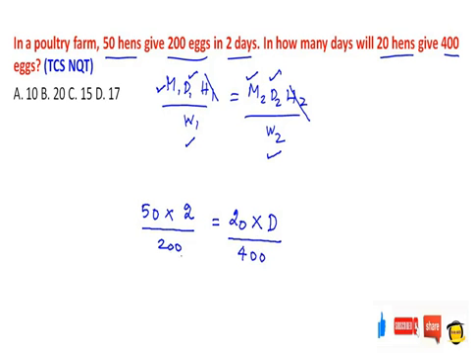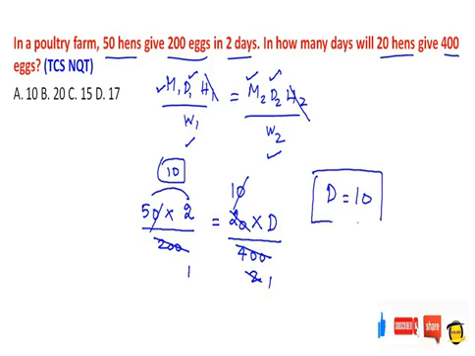Now it's all about eliminating. So 1 200s are 200, 2 200s are 400, 1 2s are 2, 10 2s are 20, and we can cut off this 0 and this 0. 5 2s are 10. So it will be taking 10 days of time for 20 hens to lay 400 eggs. So option A is the answer.